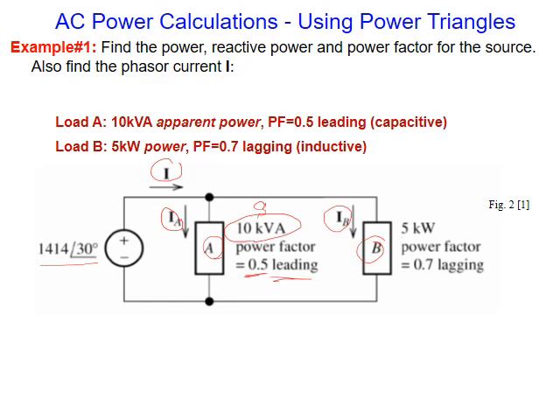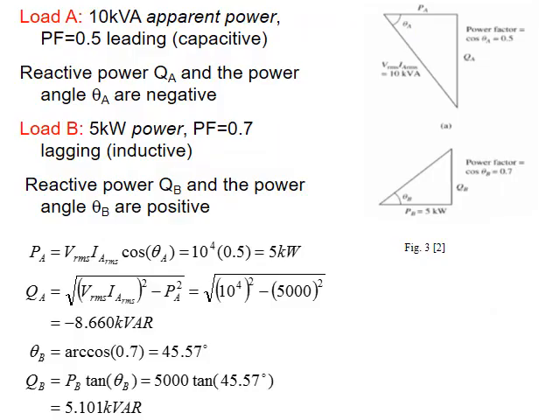Now the second load, B, I am given here 5 kilowatt. So this is real power, right? This is P. Now the power factor is 0.7 lagging. So this means that the reactive power is positive. This is an inductive load.